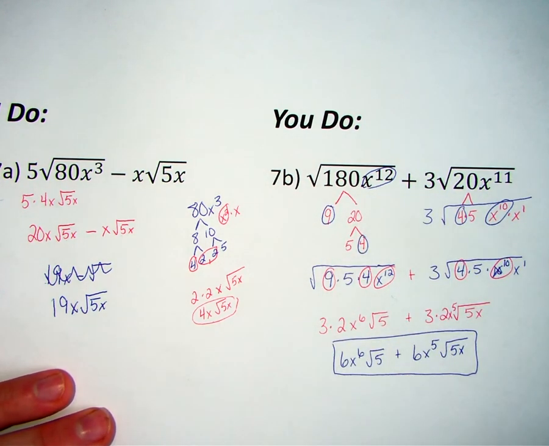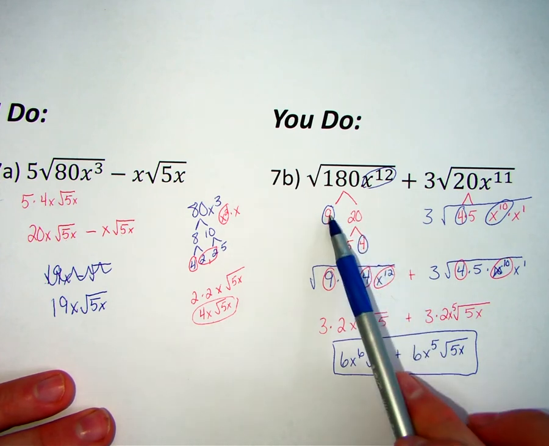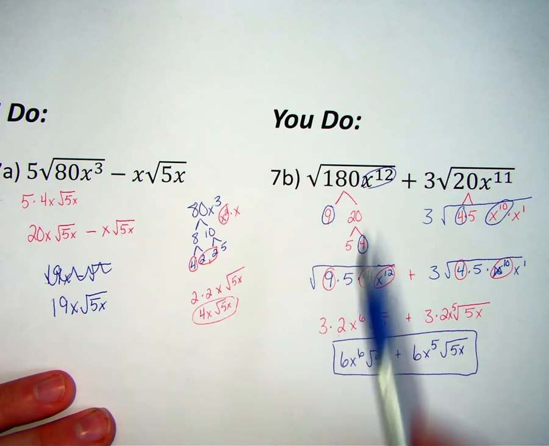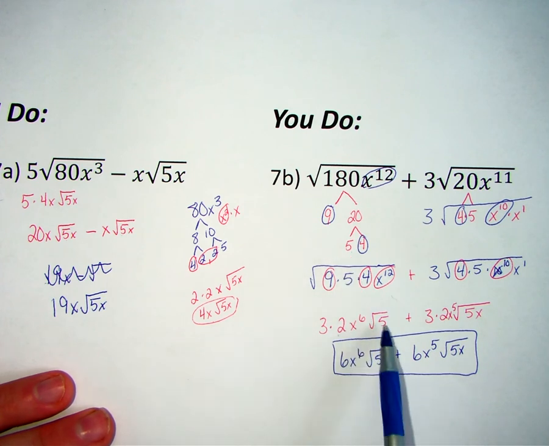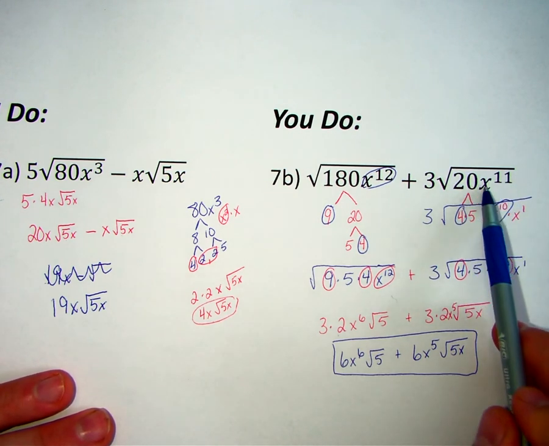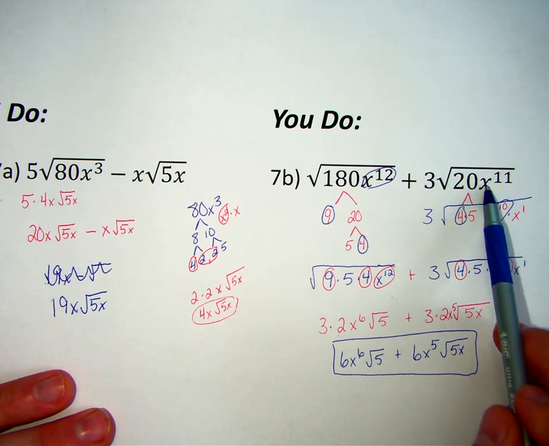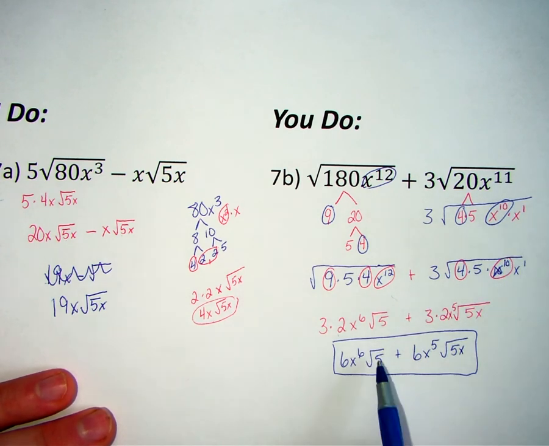Now this one ended up a little bit messier. Notice that our factors were 9, 5, and 4, where the 9 pulled out a 3, the 4 pulled out a 2, the x to the 12th pulled out an x to the 6th, and that left the root 5 all by itself inside. On my right expression, the 20x to 11th, which should have been a big indicator that we were not going to have like terms, because if I took the square root of x to the 11th, we know we're going to end up with an x still in the radicand, which would make it different from not having an x in the radicand.